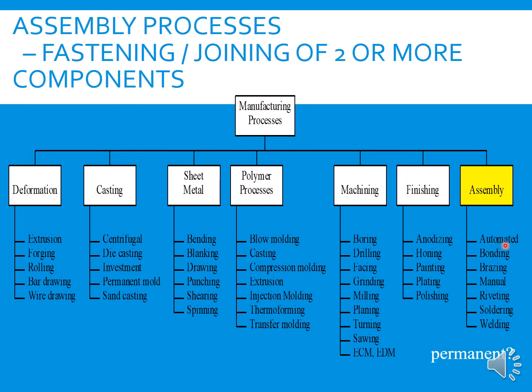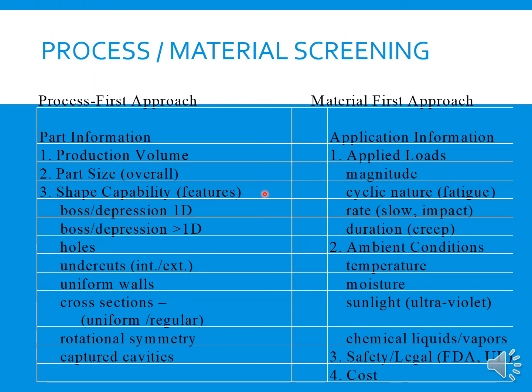Next, assembly is automated, bonding, brazing, manual, rivet, okay, soldering, and welding. And another point is whether the assembly is permanent or not. Okay, from the process of material screening, the first approach, you can refer to the third slide.